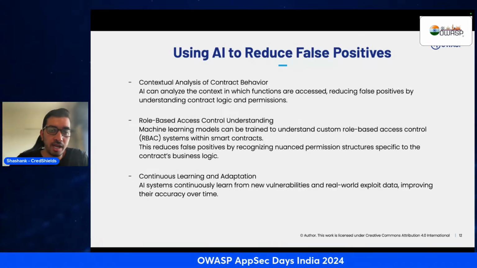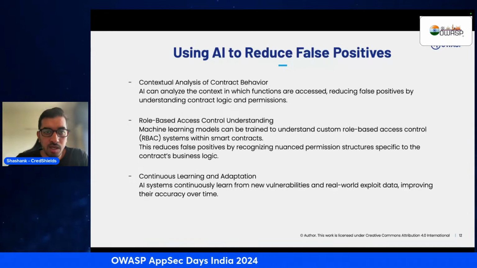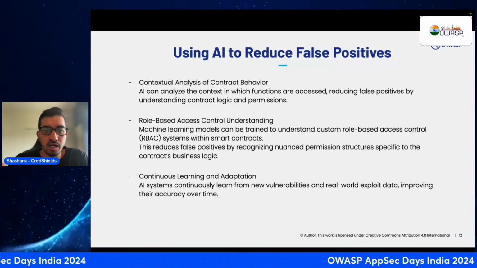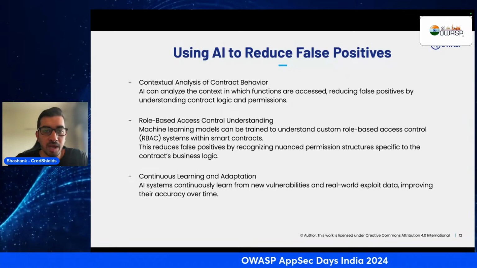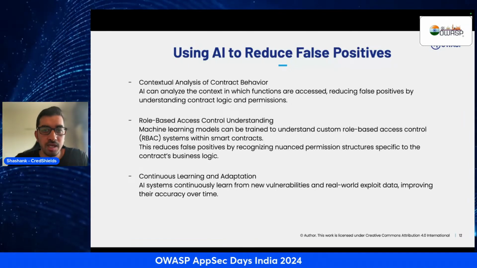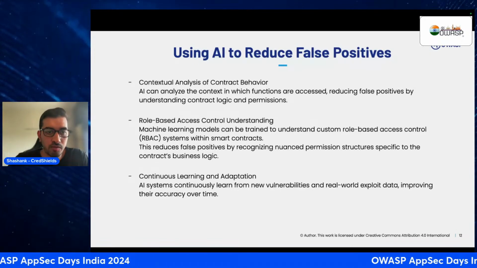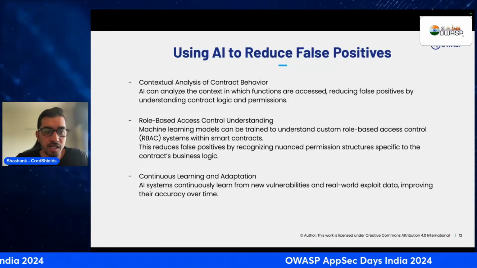If you feed the entire contract to an LLM, the machine learning models can actually understand if there is an RBAC in place, if there is a custom RBAC in place, and based on that, we can reduce false positives or enhance detections.